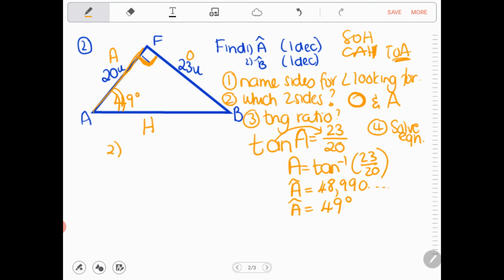Number 2, we're looking for angle B. We could use trig again. You just have to rename your sides because now you're using a different angle. Or the easiest thing to use is the sum of the angles in a triangle. You know that angle A plus F plus B is 180. So angle B is going to be 180 minus angle F plus angle A. So angle B is going to be 180 minus 139.